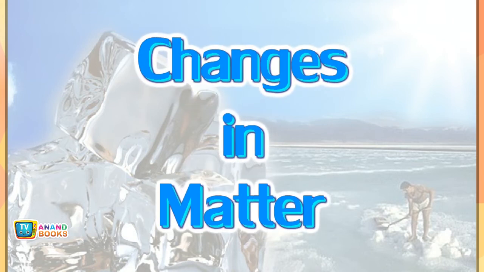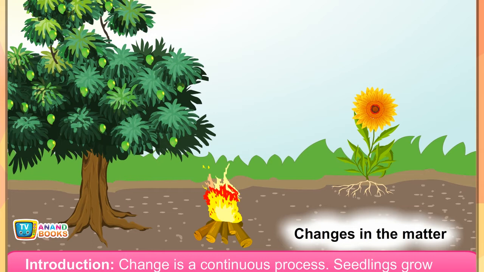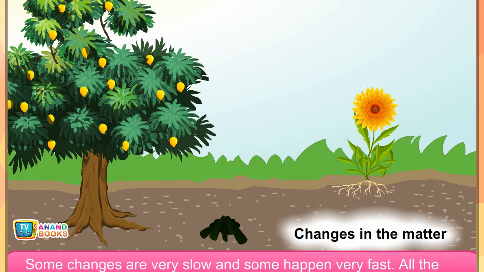Chapter 6. Changes in matter. Introduction. Change is a continuous process. Seedlings grow into plants. Wood burns to ashes. Milk sours and fruits ripen. Some changes are very slow and some happen very fast. All the changes above show a change in matter.